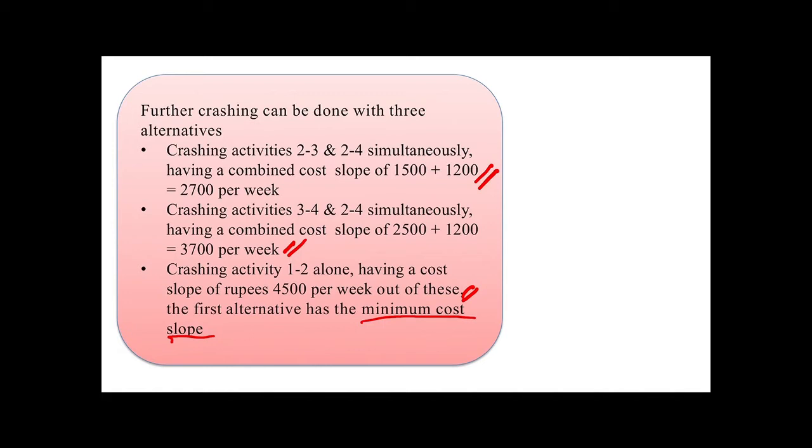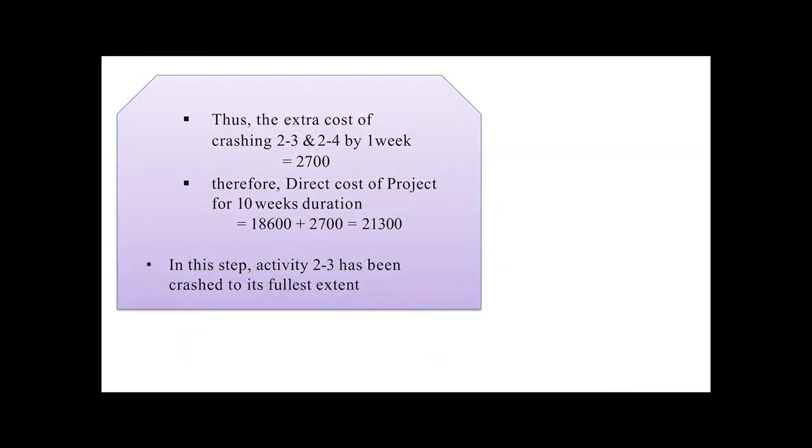Out of this, the first alternative has the minimum cost slope, and that is the one we have to go for, because we have to minimize the cost also, not only the time. So we'll go for this option. 2-3 and 2-4 will crash simultaneously by 1 week. After doing this, the extra cost of crashing will be 2700, so the cost of the project will increase by 2700.